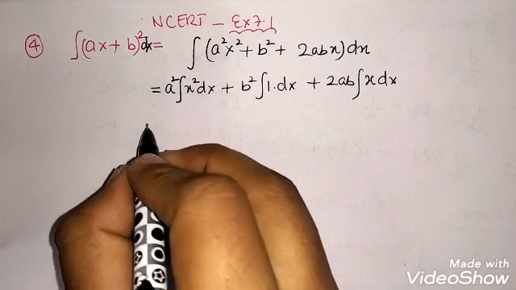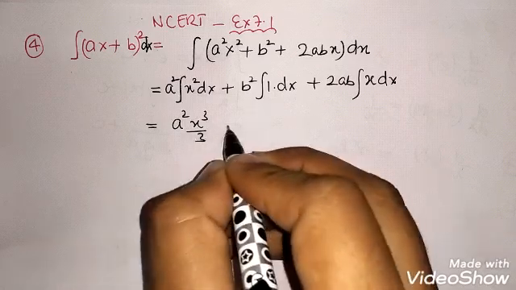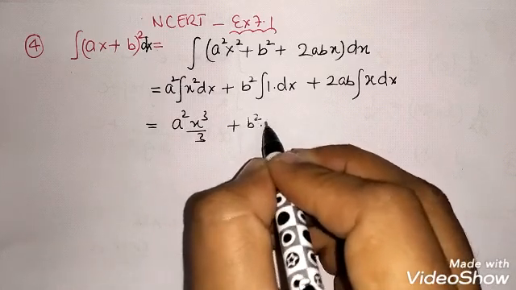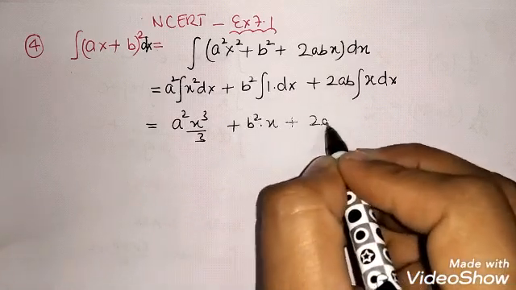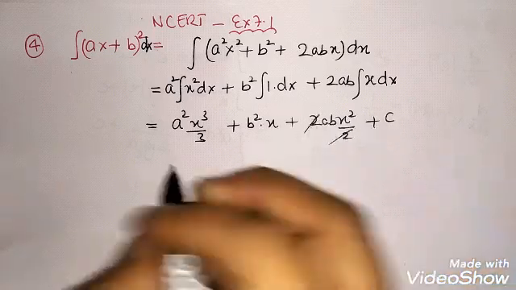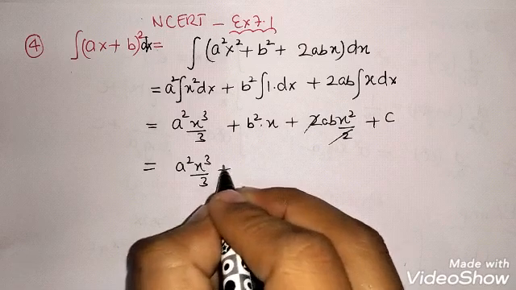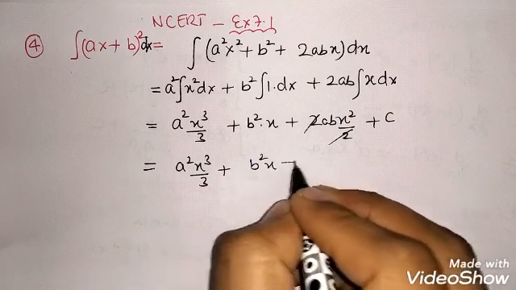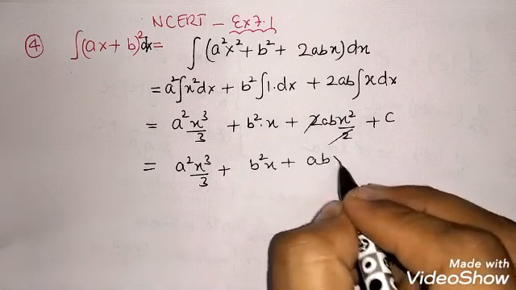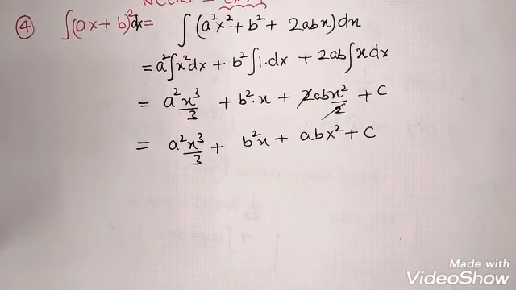Hope you are getting this. A square x cube by 3. I am not writing the formula again and again, as we discussed all the formulas in detail. Plus c. A square x cube by 3 plus b square x plus abx square plus c. Okay, one method is this.